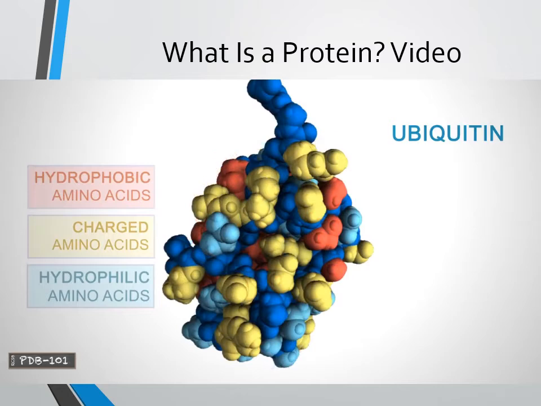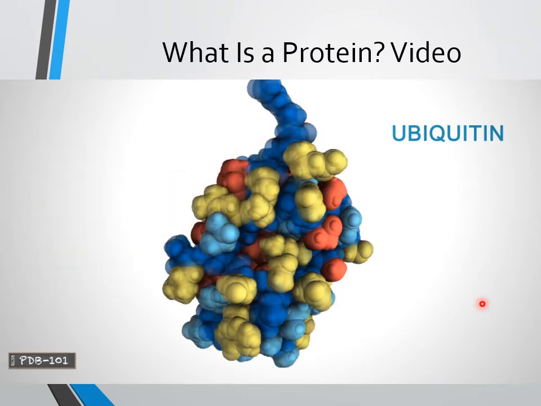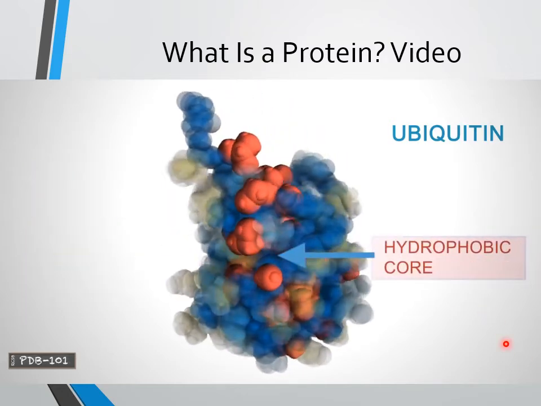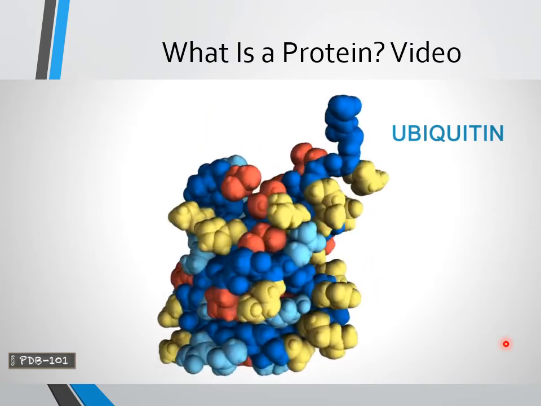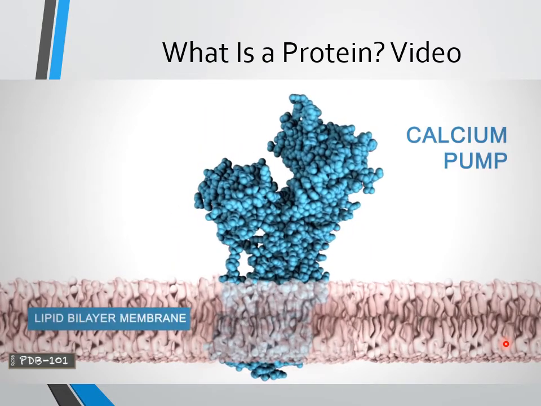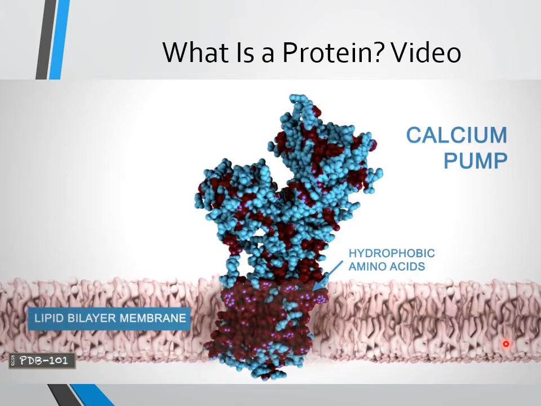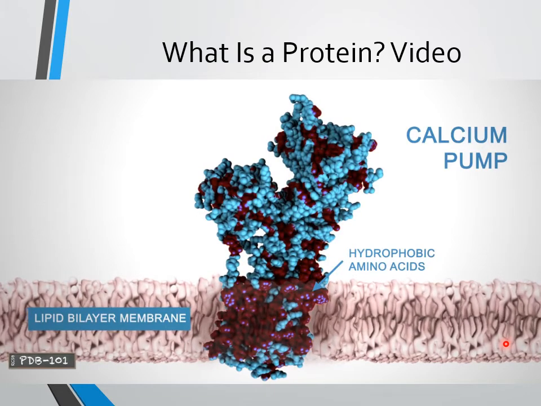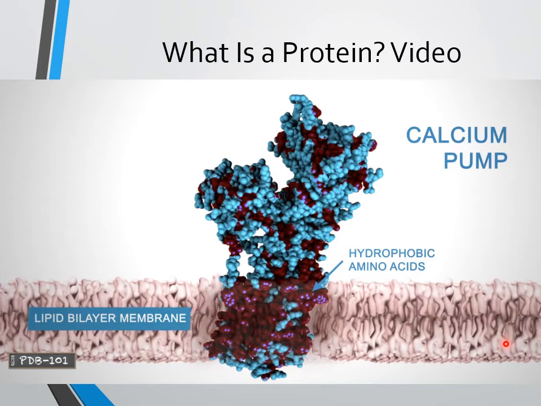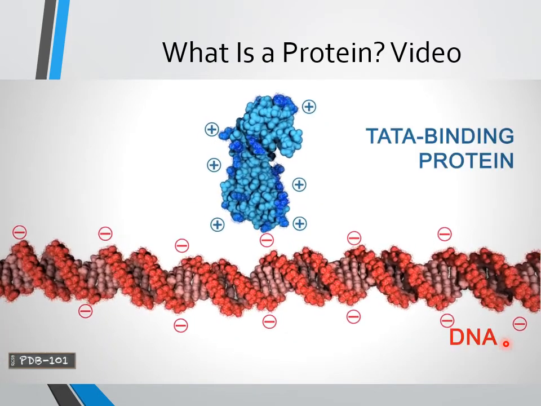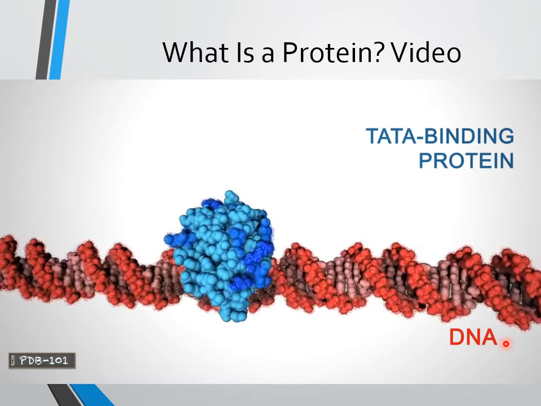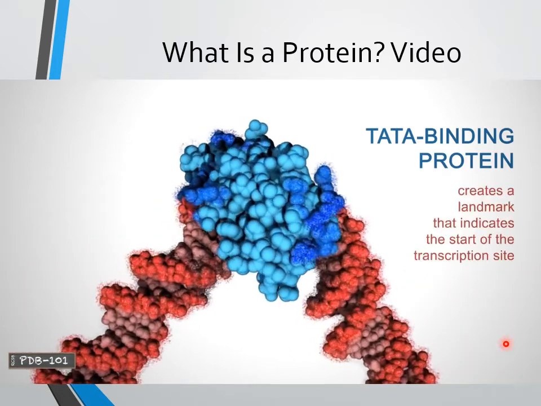Many proteins form globular shapes with hydrophobic side chains sheltered on the inside, away from surrounding water molecules. Membrane-bound proteins have hydrophobic amino acids clustered together on their exteriors, so that hydrophobic side chains can interact with the lipids in the membrane. Charged amino acids allow proteins to interact with molecules that have complementary charges.